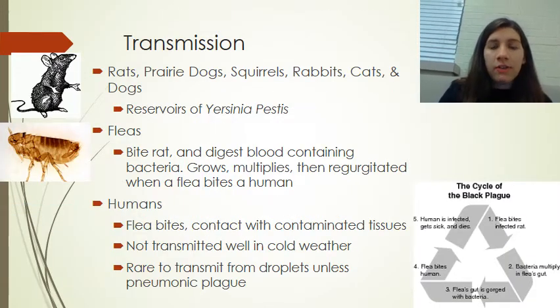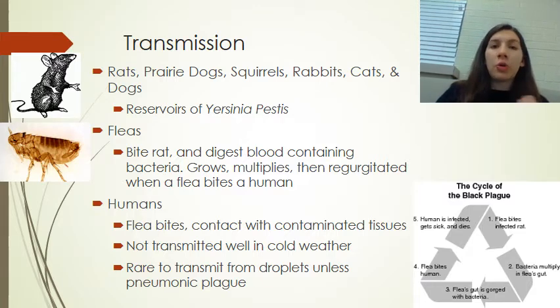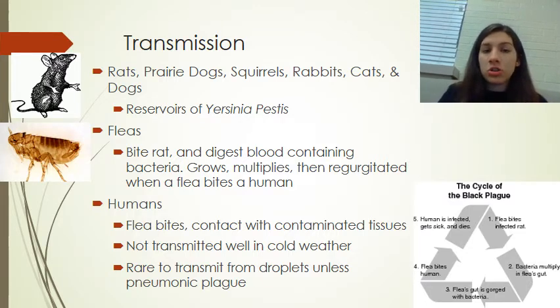Now, with our understanding of the immunology and the pathogenesis, we can now see how it transmits. It transmits normally through rats, prairie dogs, squirrels, rabbits, cats, and dogs. Basically, feral animals in general are reservoirs of Yersinia pestis. And most likely how they're infecting humans is the flea will bite into the rat, and as I explained earlier, it grows, multiplies, regurgitates into a human, and that is how we get the disease.